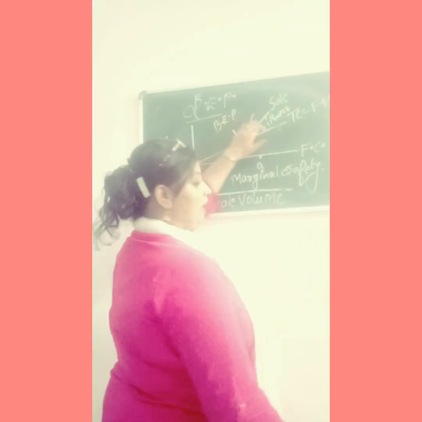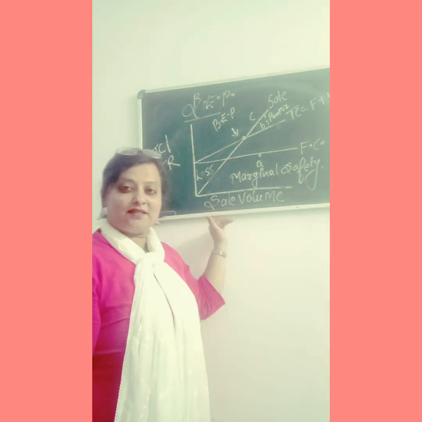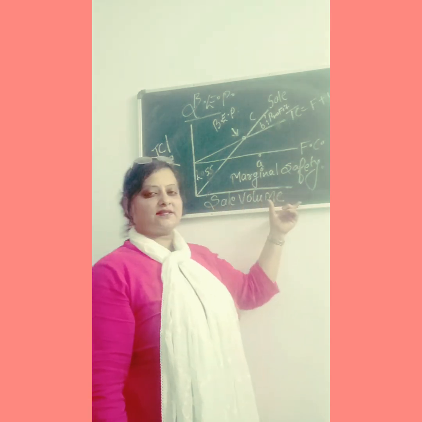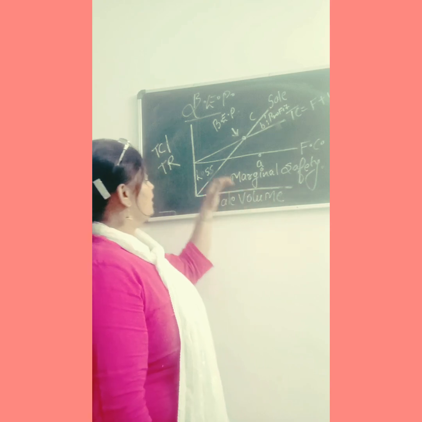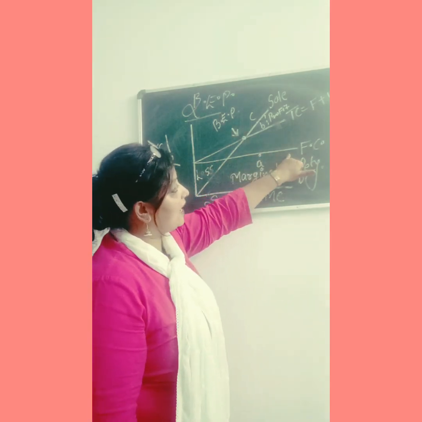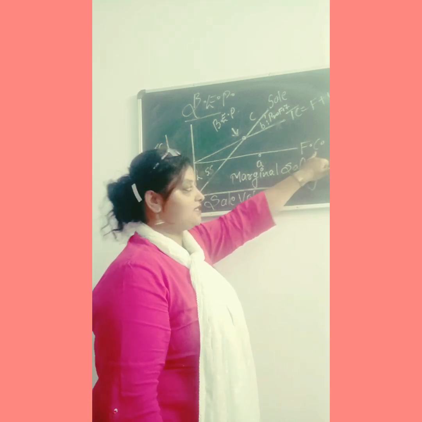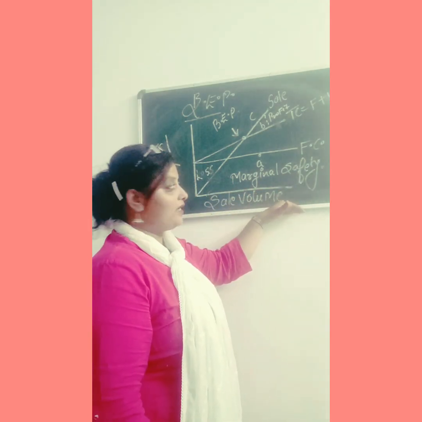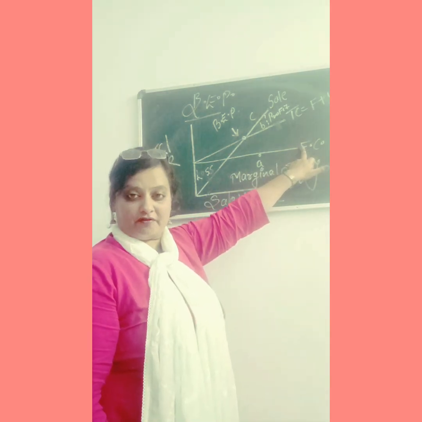Okay guys, so now I am going to tell you the diagrammatic representations of the break-even point. Okay, so on the Y-axis the total cost and the total revenue are mentioned. On the X-axis the sales volume is mentioned. Okay, so this is a horizontal line which represents the fixed cost, which suggests that as the sales are increasing or as the output is increasing, the fixed cost remains fixed in the short run period.